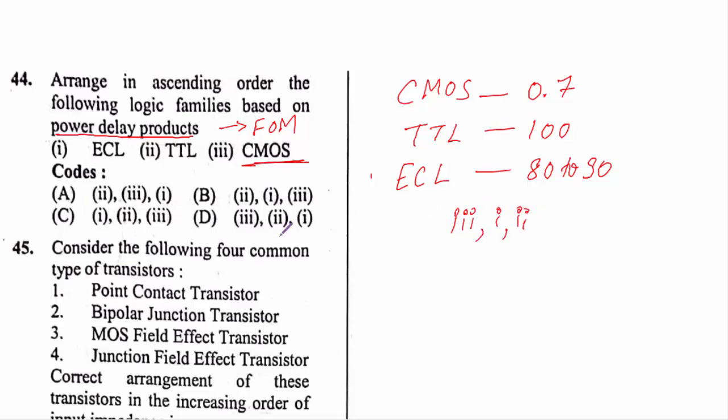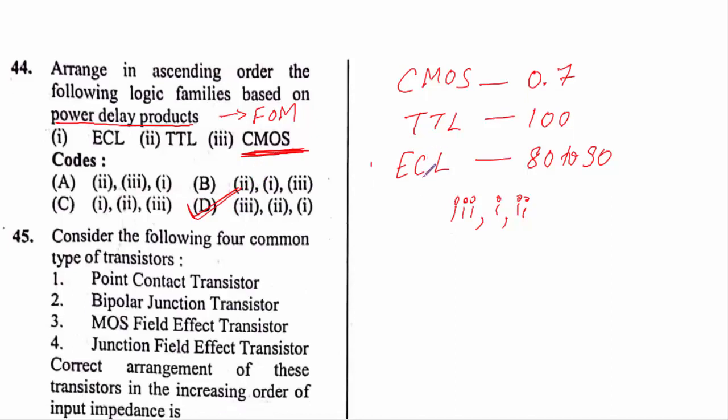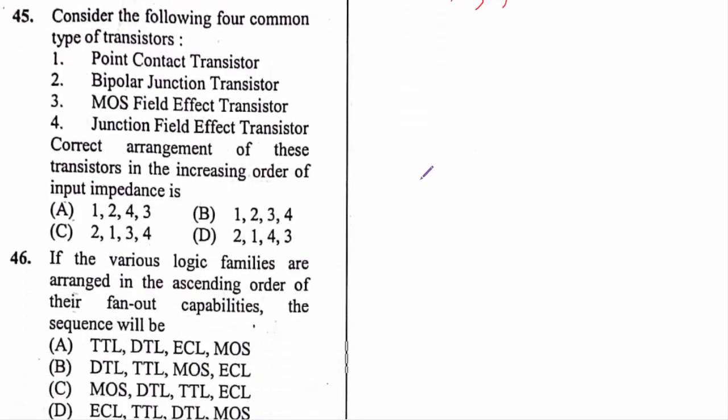But none of the options is matching. But CMOS I need to consider first, so by default I have to opt for option D only. Able to follow?